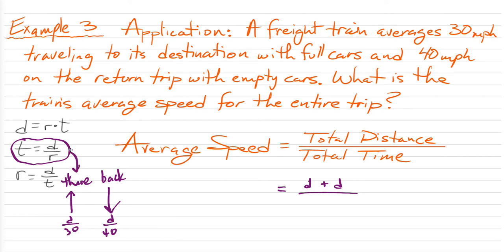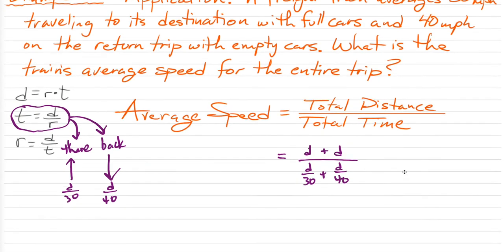So we're able to figure out times by, it feels like cheating, but it's not cheating. So the total time, I'm going to add them together. So I'm going to say D over 30 plus D over 40. And this would tell me my average speed. Even though I don't know the distance or the time, it would tell me my average speed. And it ends up being a complex fraction.